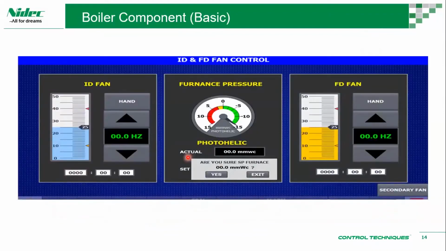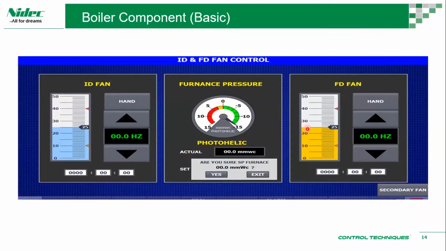This is the common control that we are using for the ID and FD fan. To make sure of the pressure of the furnace, typically we put, let's say, we use here a Photohelic. This Photohelic will control the pressure of the furnace. We need to make sure the pressure stays at zero.